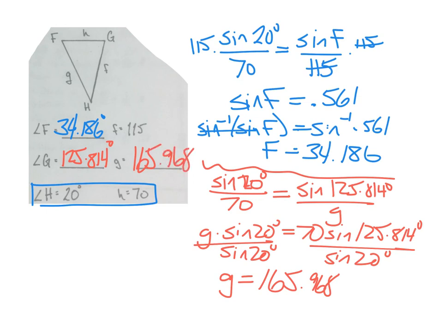It's a good idea to check to see if the answers make sense, and just a real quick glance, the smallest angle, 20 degrees, is paired with the smallest side. The biggest angle is paired with the biggest side. So it looks good to me.